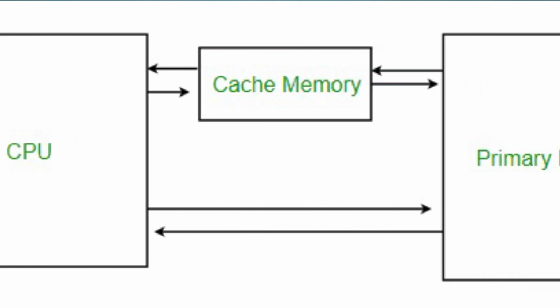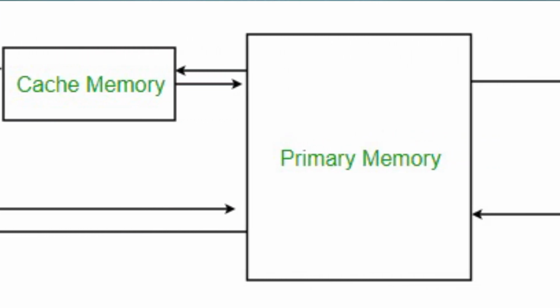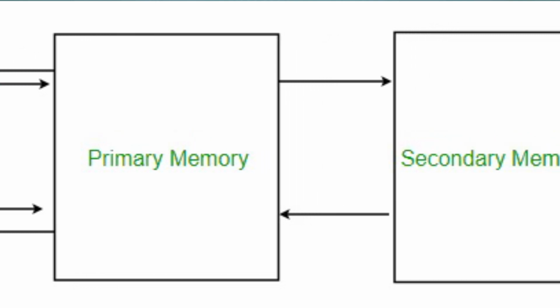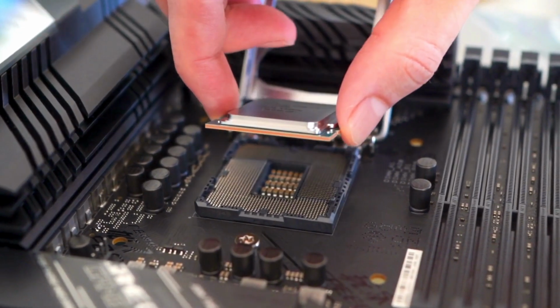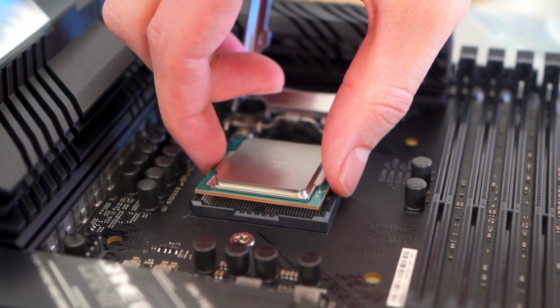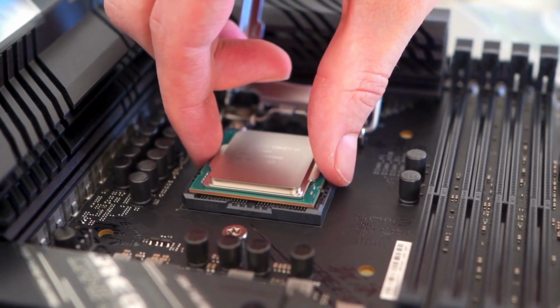Finally, cache memory is like a super fast storage area that your computer uses to keep important stuff it needs right away. It's like a small, fast desk drawer right next to the CPU, where the computer keeps its most useful items for quick access.